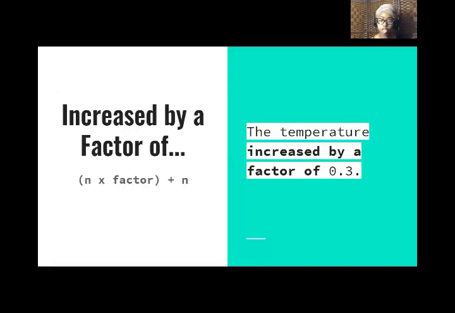All right, so we're still talking about comparison, but now we're going to be talking about increase by a factor of. And this actually has a formula to it. We're going to use n is the original amount we're given, times a factor, plus n. We're adding whatever result that gave us to n, all right? So the temperature increased by a factor of 0.3. Okay, let's look at an example.